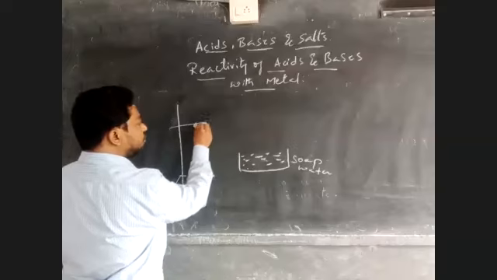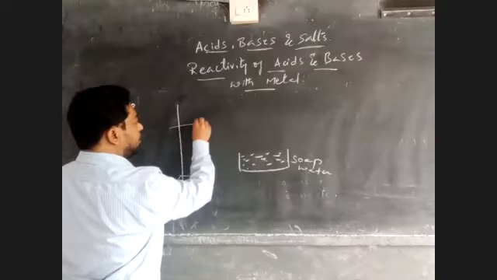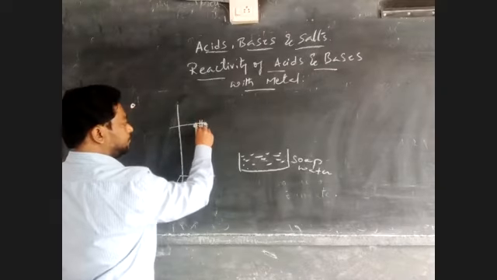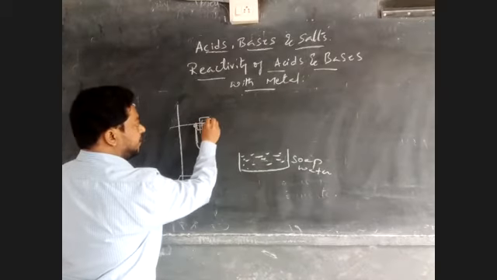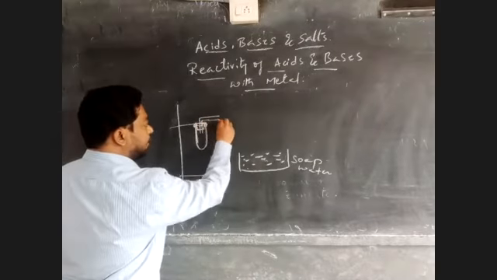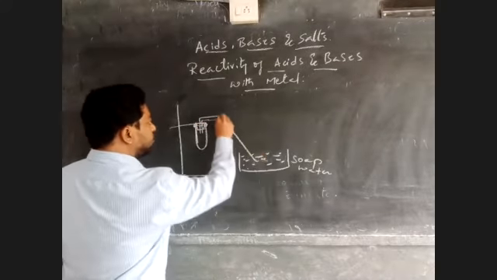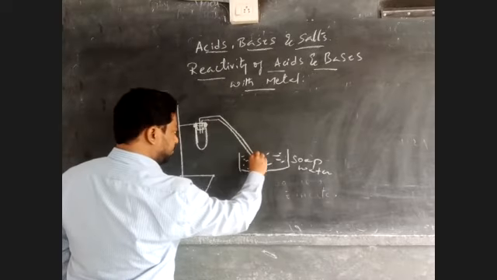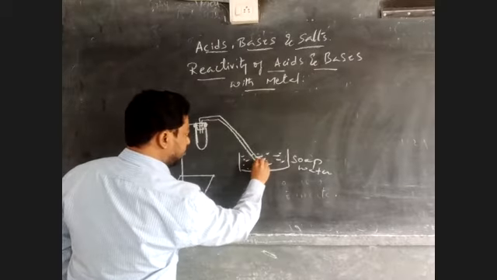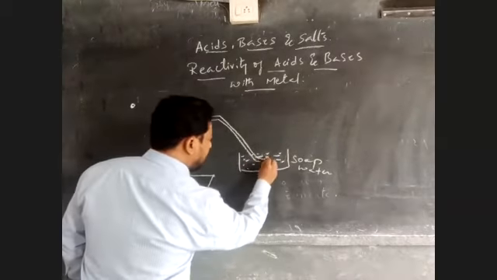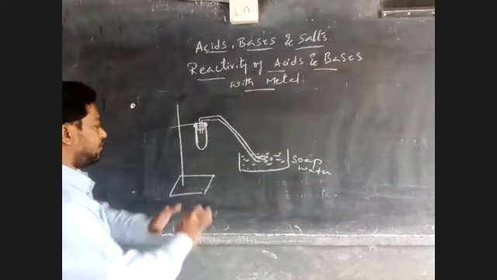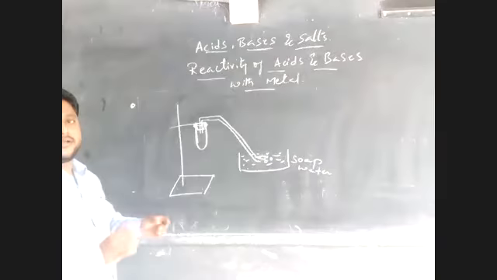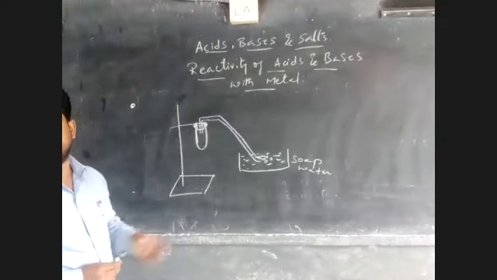Now you are closing it with a one-holed rubber cork, and there is a delivery tube which is directed into the soap water, and you can see the bubble formation. Right, this is a rough diagram.